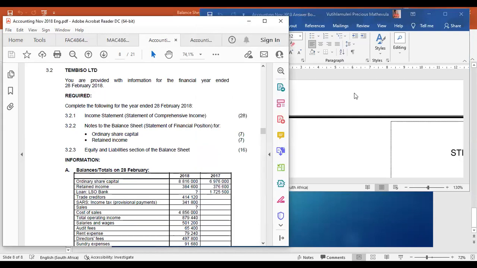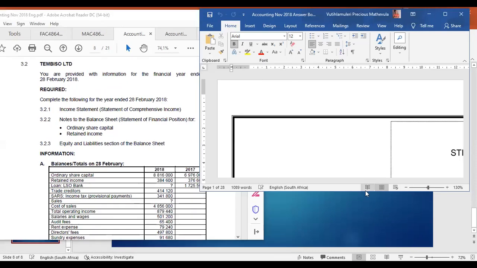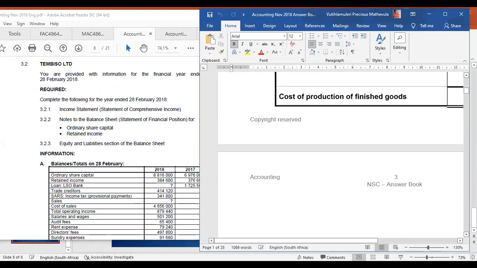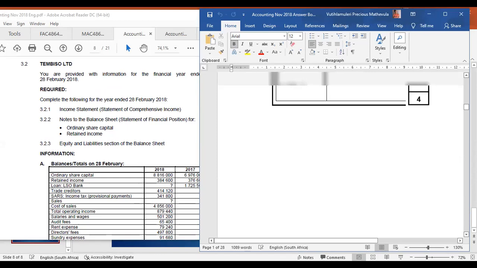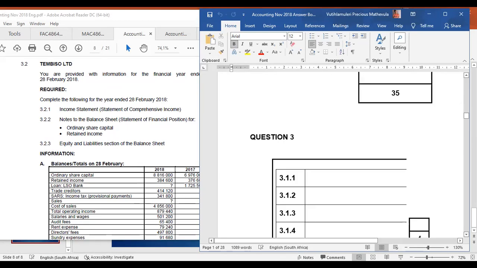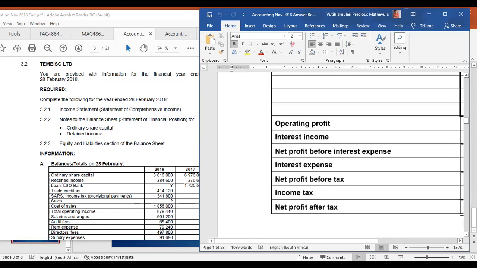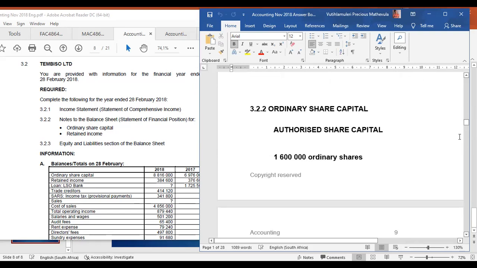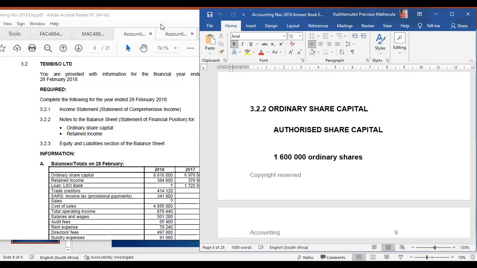Okay, I'm looking for the part where we're going to do the solution. It's 3.2.2. Question 3.2.2. Yes, it's this one. It's our answer book. This is our question.